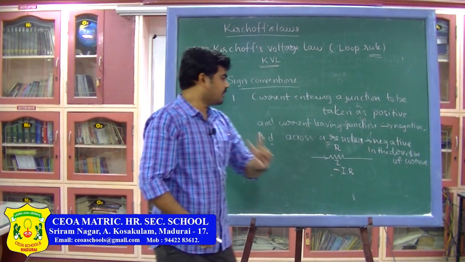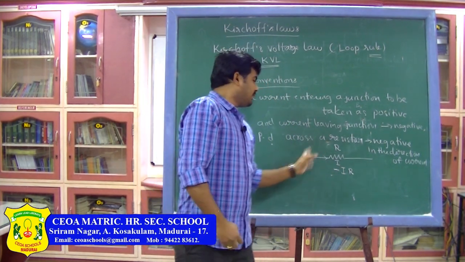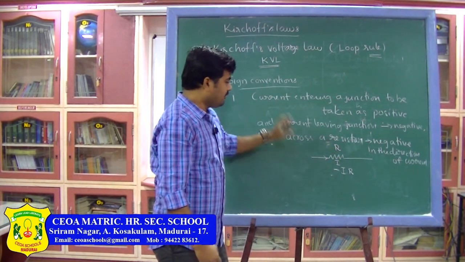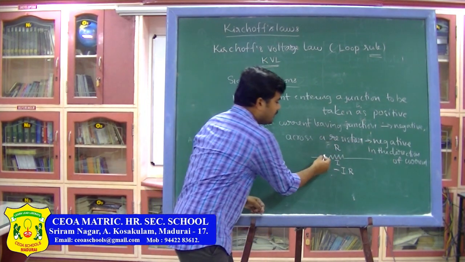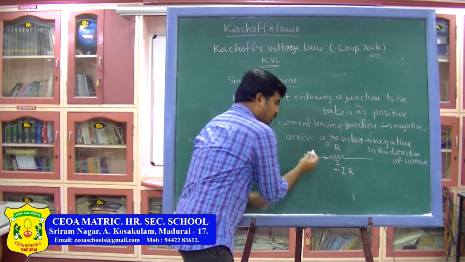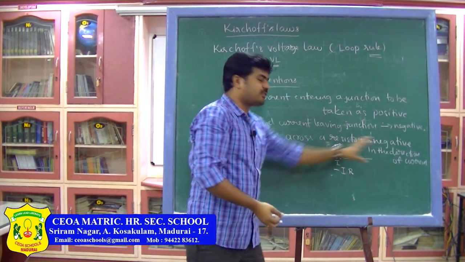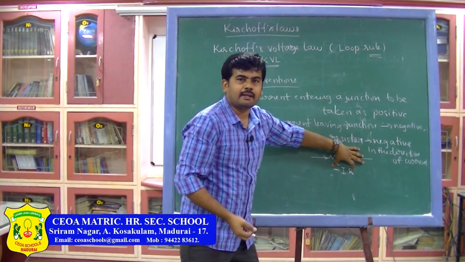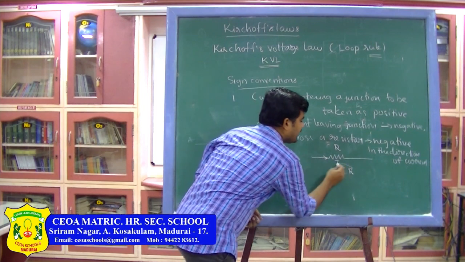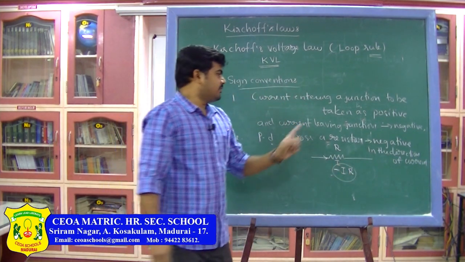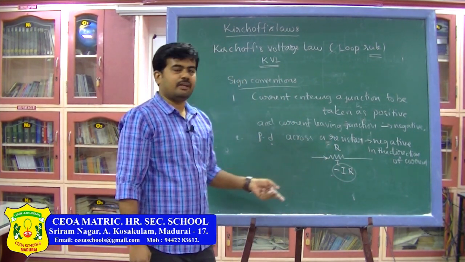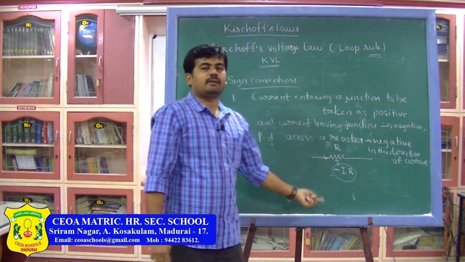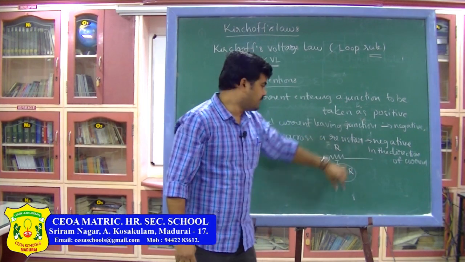Here I told you there are 2 ways of selecting the loop, clockwise selection and anti-clockwise selection. If I select the loop moving along the direction of current, then the potential drop across a resistor is to be taken as a negative value, that is minus IR. That is the first rule. Similarly, if you select the loop such that you are moving opposite to the current direction, then you have to take that potential drop as positive. So, that is the second one.